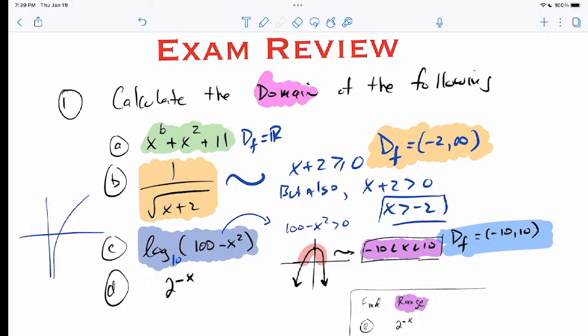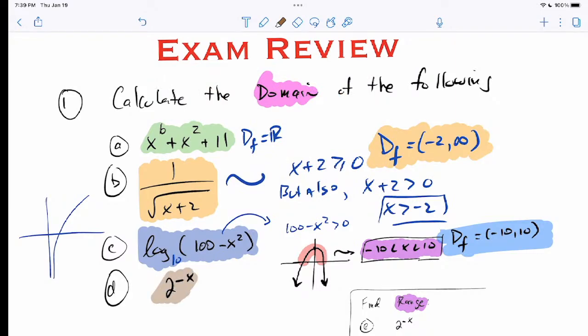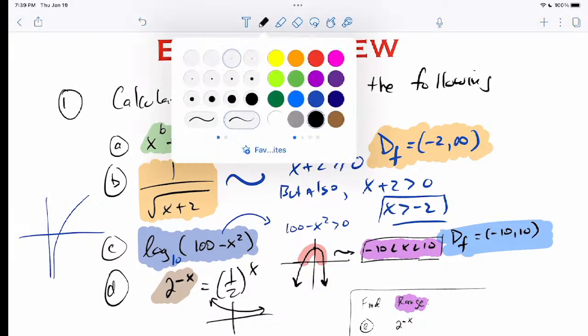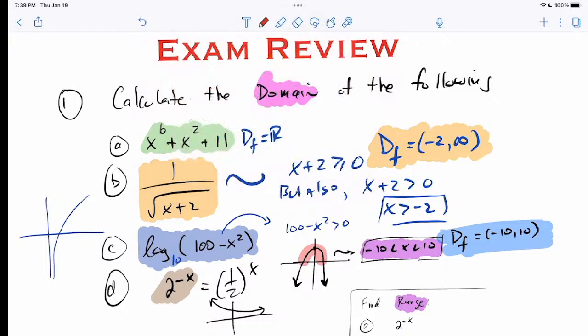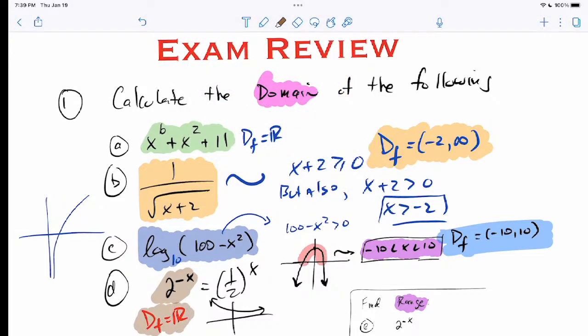Lastly, for E here, you'll notice, if you're taking a look at D, I'm sorry, if you're taking a look at D, this is just another way of writing 1/2 to the power of x. So this is just an exponential decay function. It's going to look something like this. You can see here there's no issues with the domain. The domain of this function is all real numbers for D. You'd have all real numbers for that one.